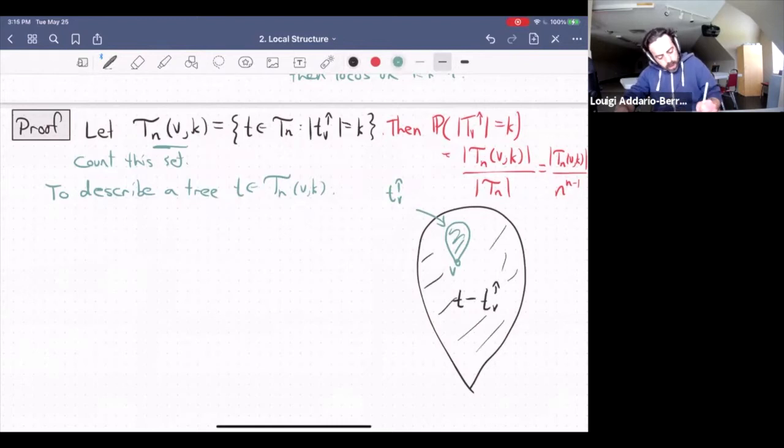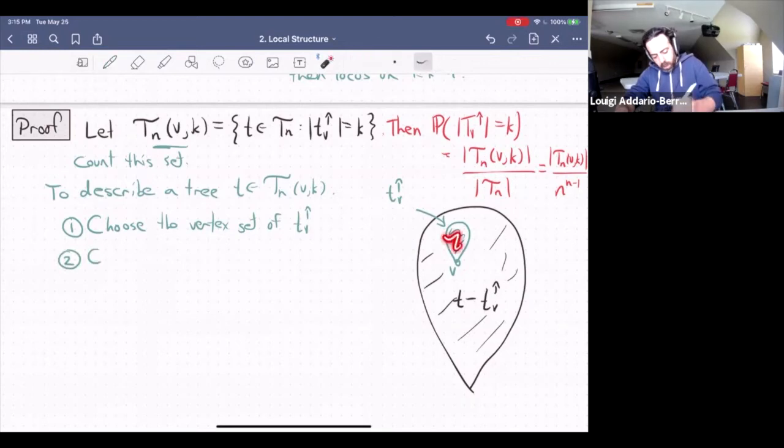Okay, so how can I build such a tree? Well, first I'm going to choose which vertices go in this subtree. So choose the vertex set of T_v up arrow. Okay. Second step, once I've chosen what vertices I'm going to build that subtree with, I'll actually build the subtree. So I'll choose the tree, not just its vertex set, but now choose the tree T_v up arrow. Okay.